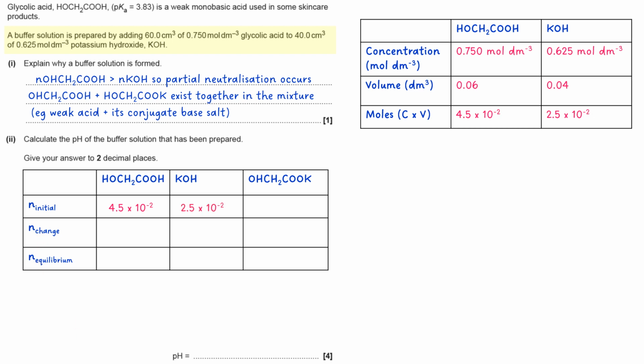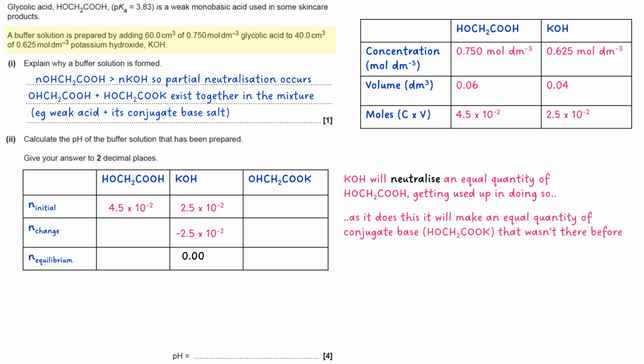Now we started out with 2.5 times 10 to the minus 2 moles of KOH. So what's going to happen is that will neutralize an equal quantity of glycolic acid, in the process getting used up. So we subtract that amount from itself to give us 0. So it'll make an equal quantity of conjugate base, or potassium glycolate salt, that wasn't there before. So we put in 0 to start with, we add on 2.5 times 10 to the minus 2, which gives us that amount at equilibrium.